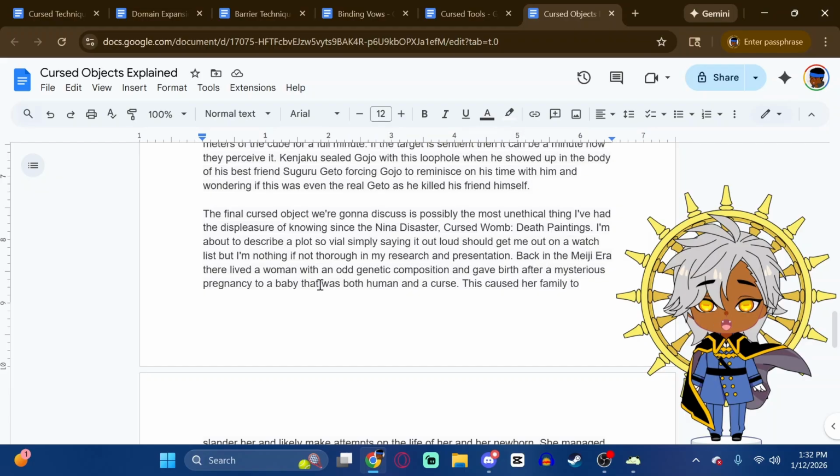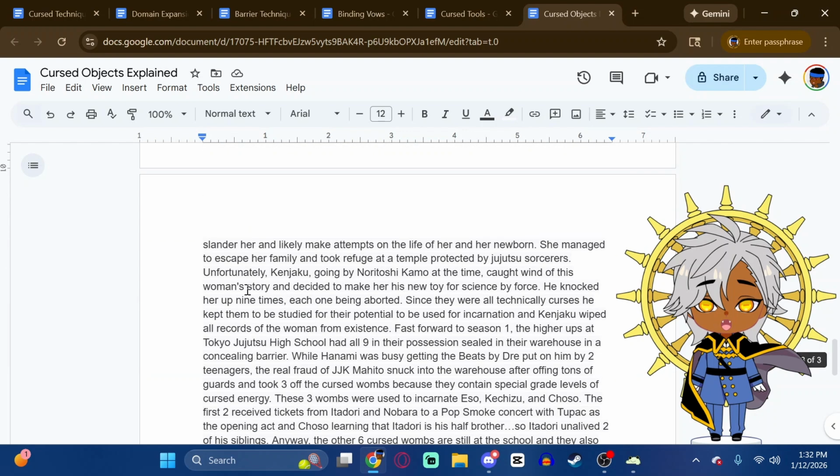So back in the Meiji era, there was a woman who lived. She had a very odd genetic composition that allowed her to give mysterious births to babies that were both human and curses. This caused her family to slander her and likely make attempts on her life and her newborn children. She managed to escape her family and take refuge at a temple protected by Jujutsu sorcerers.